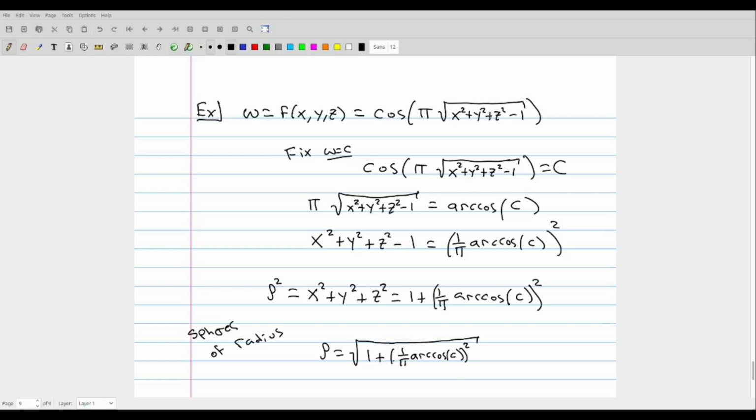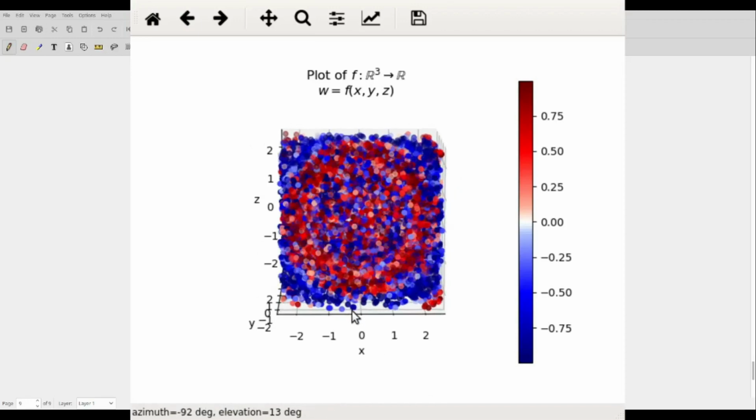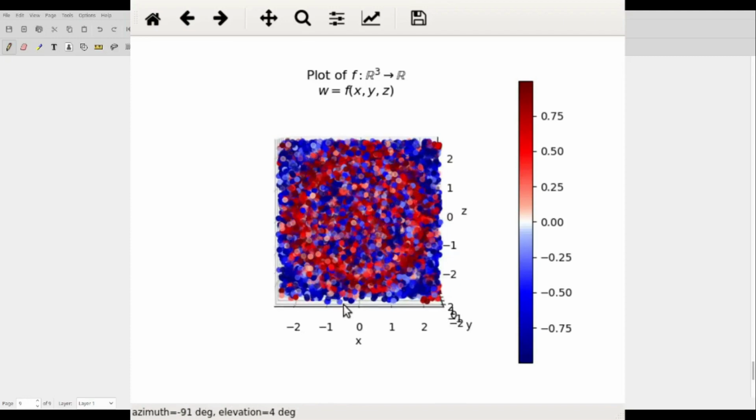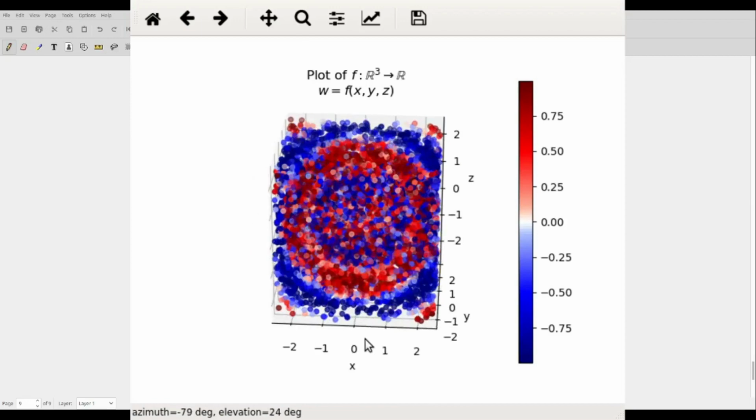So you can use Desmos to plot this out if you want to see what these level surfaces look like. But I'm just going to open up my Python plot and change the function to this function so we can see what this looks like. So this is the Python output for this function. And it's a little bit unclear at first, but if we rotate this plot around a little bit, we can see that this is exactly what we have, that there are level surfaces here that are spheres.